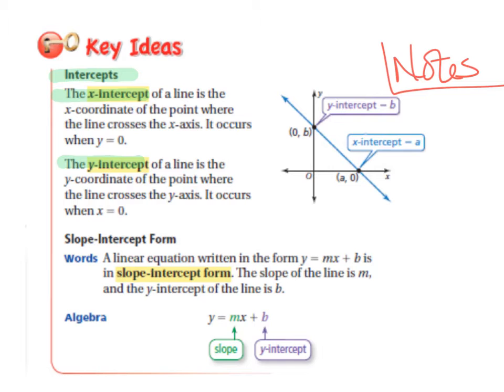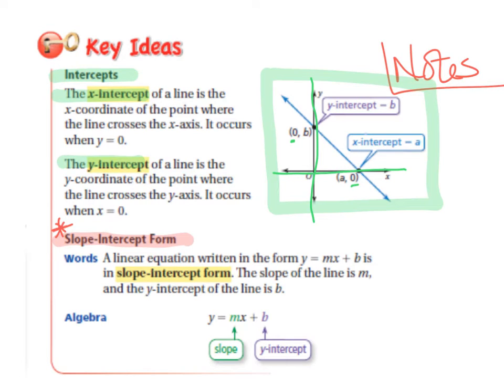And basically what they are, and I would recommend possibly putting this little picture in there: your x-intercept is where it crosses the x-axis. Your y-intercept is where it crosses the y-axis. Okay, and for your x-intercept, y is always 0. For your y-intercept, x is always 0. Copy that down.